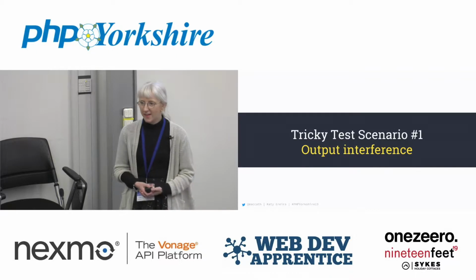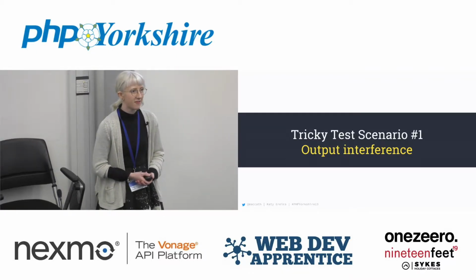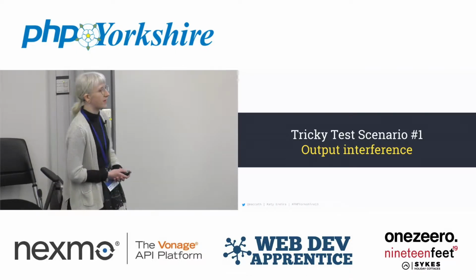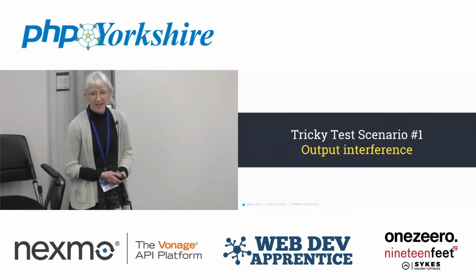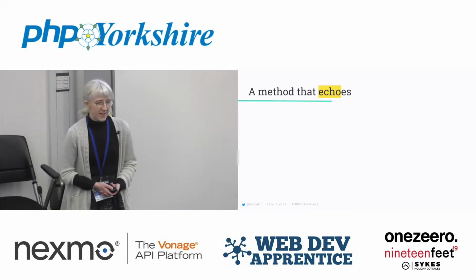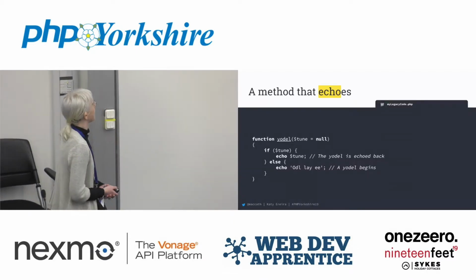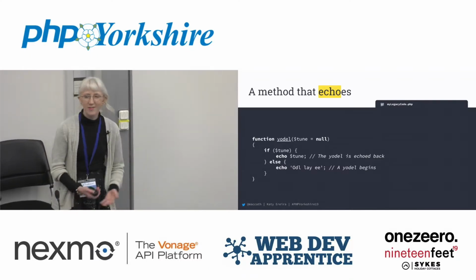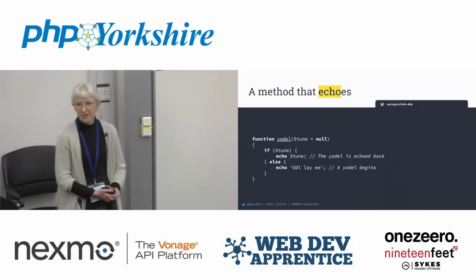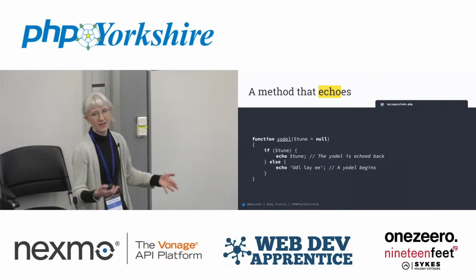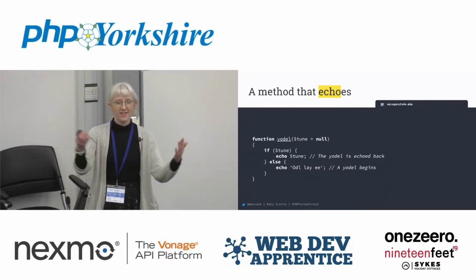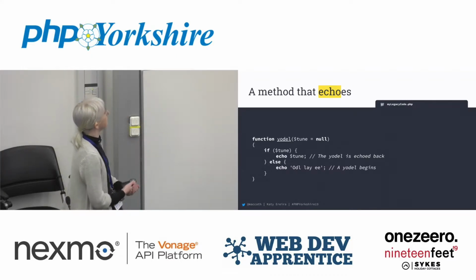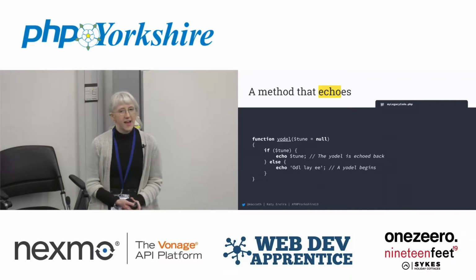So our first scenario that we might encounter in our legacy code, and one that I still encounter quite often, is output interference. I'll explain what I mean by that. If we have a method that echoes something. So this method is called yodel, and if you pass it a tune, it'll yodel the tune, it'll echo it, and print it to the screen. And if you don't send it anything, it will present a default echo.